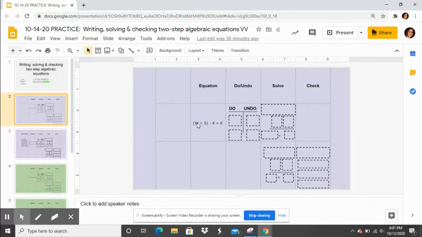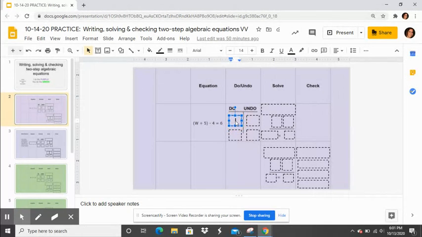So we have the first equation, w divided by 5 minus 4 equals 6. When we do the do and undo part, we want to see what is being done to the variable w. Well, we go with the constant first, and that's the number that's not directly with the variable. So that's the minus 4. Well, the undo would be adding 4. And the second undo would be what is still with the w, which is the dividing by 5. Undo dividing by 5, you will multiply by 5.